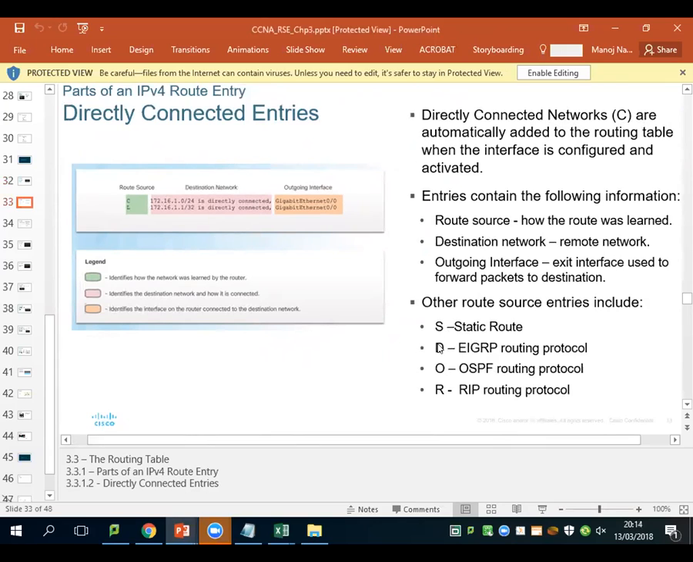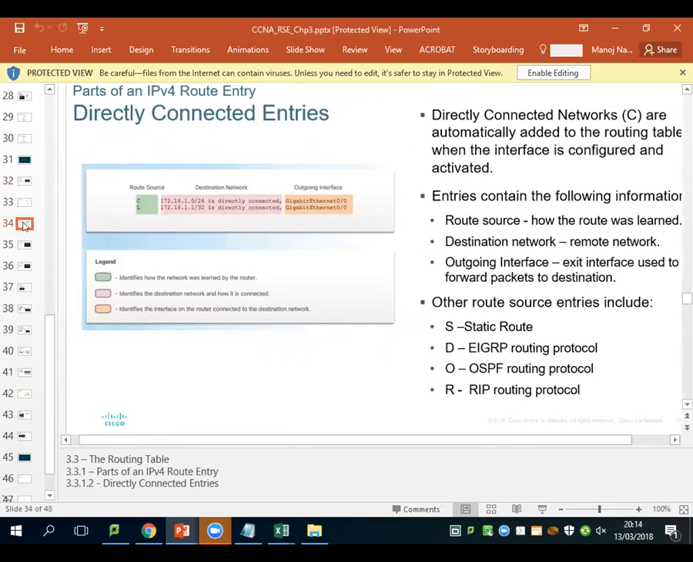Okay, the other fiddly one, D, is not directly connected. D is EIGRP. I don't know why they chose D. No idea. Anyway, this is the one you need to pick out as being not your usual ones, to memorize this.